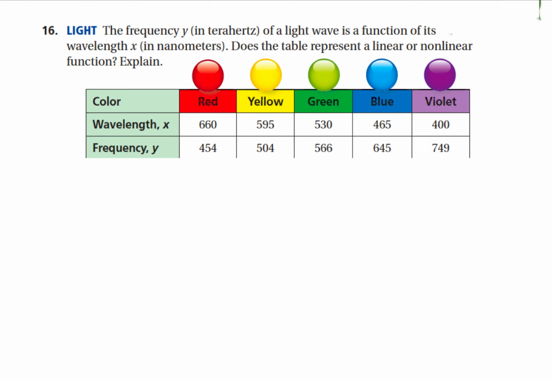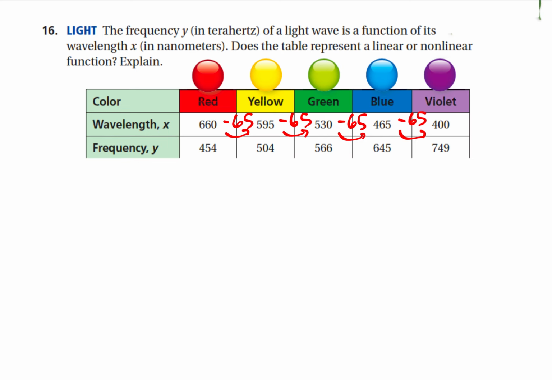All right, the frequency of light. So the frequency y, measured in terahertz, of a light wave is a function of its wavelength, x, measured in nanometers. Does the table represent a linear or nonlinear function? Well, to determine linearity, we just need to see what happens as we move across here. Each time we take a look at the wavelength, it's 65 less than the one before.